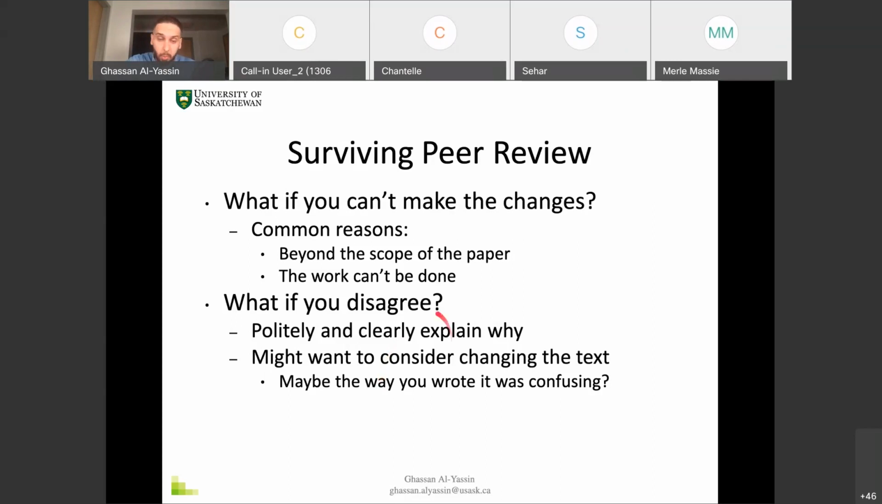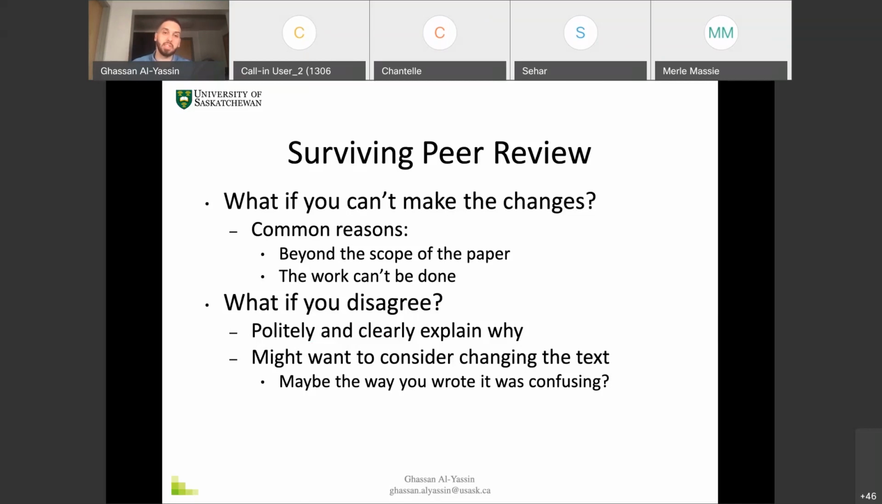Sometimes you will disagree with the reviewers, and this is common. Maybe the reviewer misunderstood something. Again, very politely, very clearly explain why the reviewer missed it or why the reviewer got that thing wrong. But this should also prompt you to think, well, why did the reviewer misunderstand what I wrote? Maybe you didn't write it in a very clear way. So either way, try to do something about it.